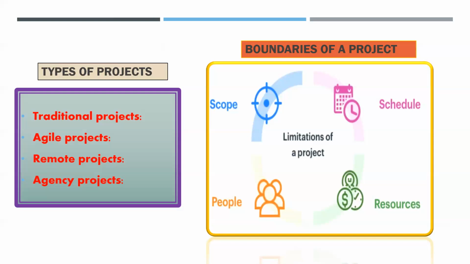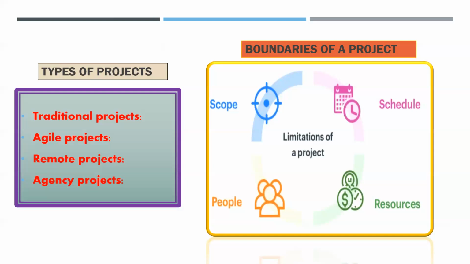And then the boundaries of a project: the scope, schedule, resources, people. These are the limitations of a project. So every project operates within certain boundaries called constraints, like we mentioned a while ago. So let's just elaborate on this. All of these project constraints depend on what the project aims to achieve and when.